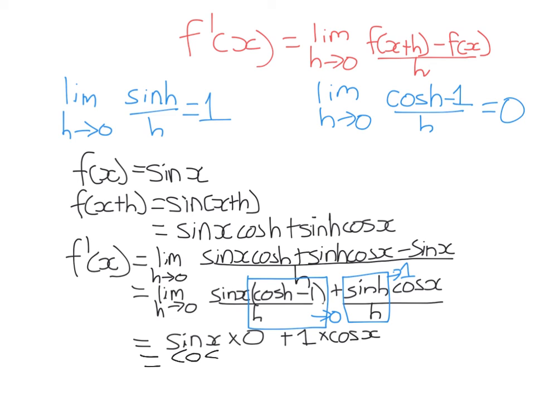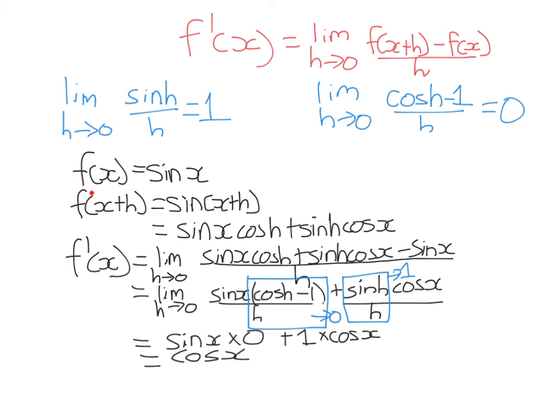This simplifies down a lot. The derivative of sine x is actually cos x. So that means the gradient of the curve of sine x, how quickly it's changing, is the value of cos at that point. So how quickly the curve is changing at sine of 0 is cos of 0.